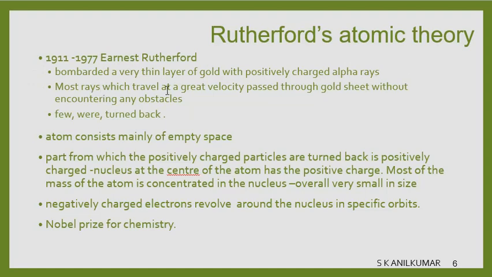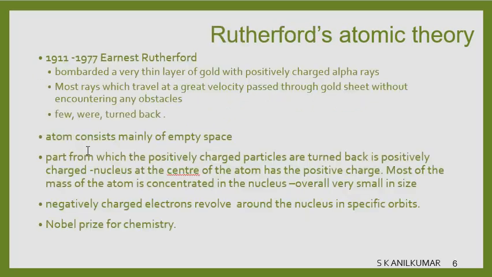Most of the rays, which travel at a great velocity, passed through the gold sheet without any obstacle. But some of the rays, few and far in between, were turned back. So most of the positively charged rays passed through the thin layer of gold without any difficulty. Some of the rays, though they were positively charged alpha rays passing at great velocity, were returned by the thin layer of gold.